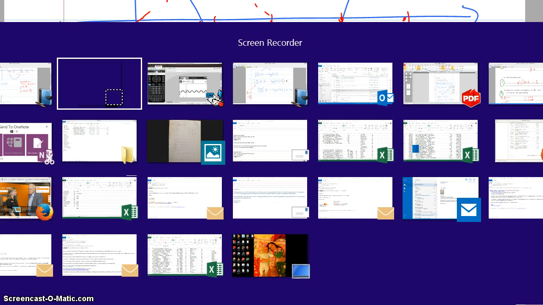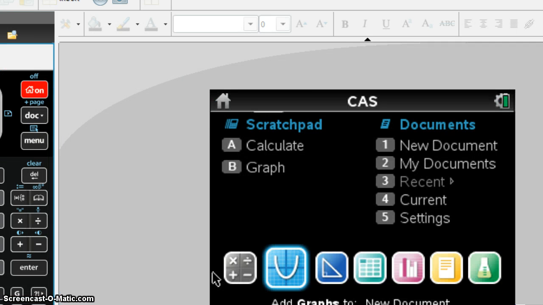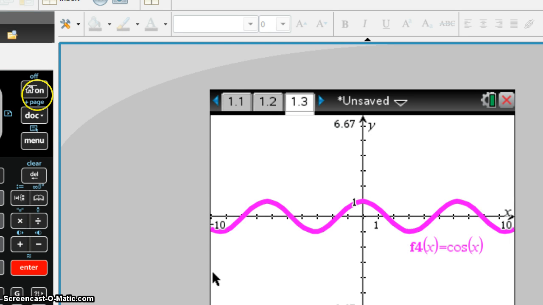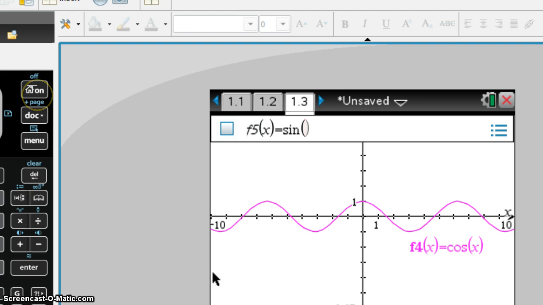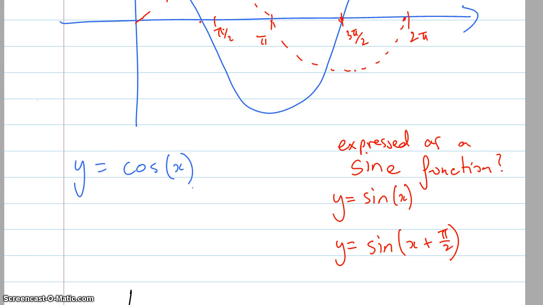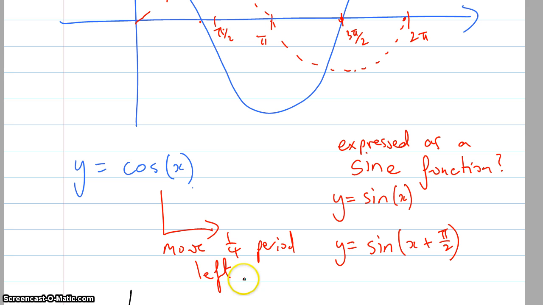And I can show you that on a graph. If I just go to a graph screen here, let me find another one. So I should get the same answer, cos x there. And if I say sine of x plus pi on 2, I should get the same line, which I do. Okay. So that's how to convert a cos graph to a sine graph. If you want to do this, you have to move it a quarter of a period left. Okay, and then that turns it into the sine graph.